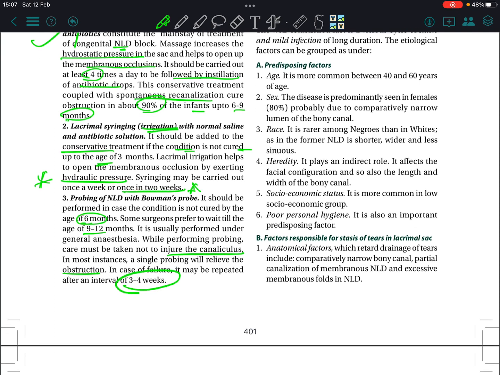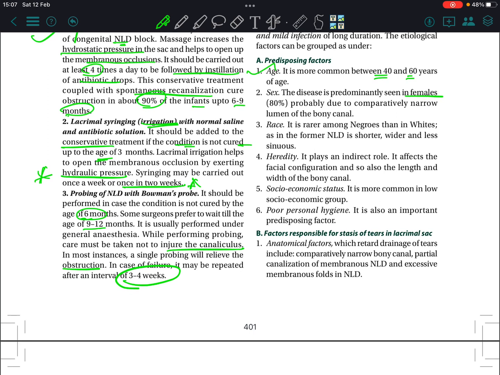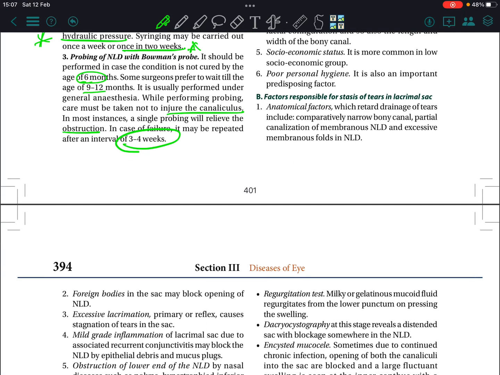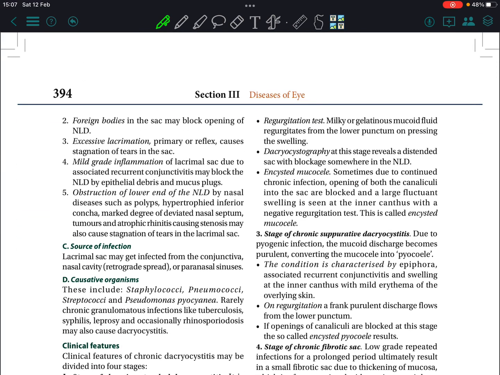Etiological factors can be grouped as: age 40 to 60 years, more common in females, race (Negroes more than whites), hereditary, socio-economic status, poor personal hygiene. Factors responsible for stasis of tears in the lacrimal sac and duct: anatomical factors which retard drainage of tears include a comparatively narrow bony canal, partial canalization, membranous NLD, excessive membrane folds in the NLD. Foreign bodies in the sac may block the opening of the NLD.